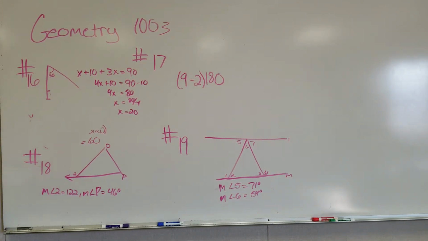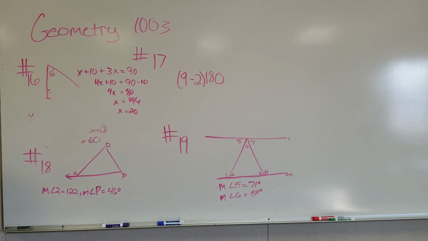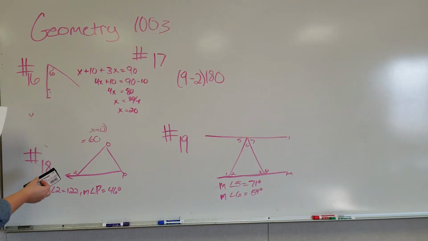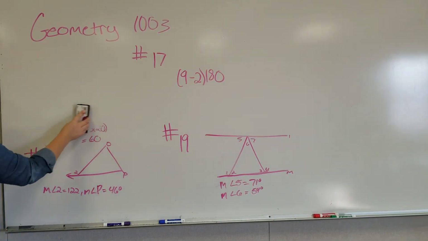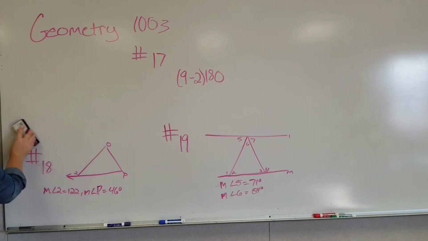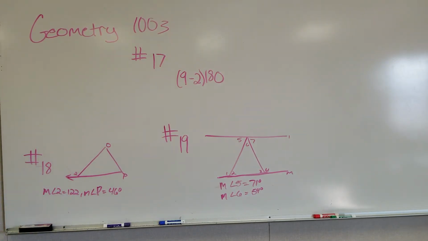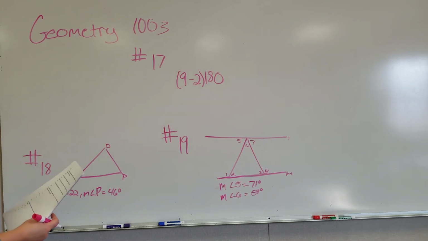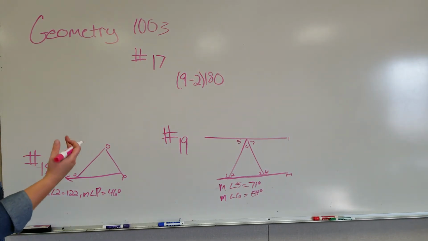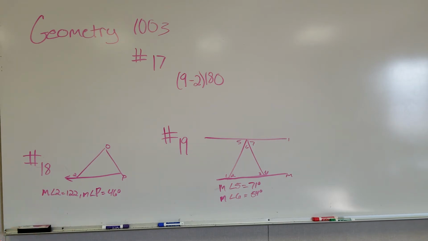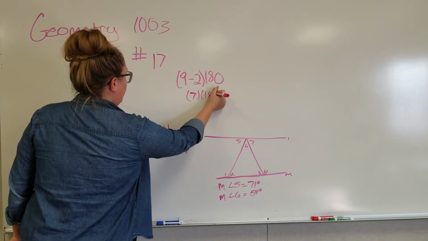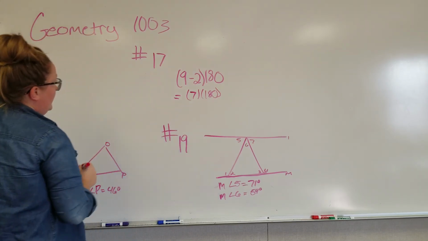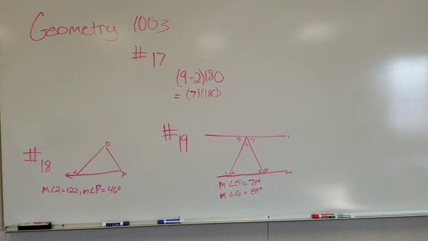Number 17. Approximately how many degrees are in the measure of an interior angle of a regular 9-sided polygon? So that means it's regular. That means all the angles and sides are equal. Right? A regular polygon. So the equation is the number of sides minus 2 times 180. And because it has 9 sides, it's going to be 9 minus 2, which is 7 times 180. So go ahead and do that on your calculator. 7 times 180. And that'll tell you how many degrees are in there all together.